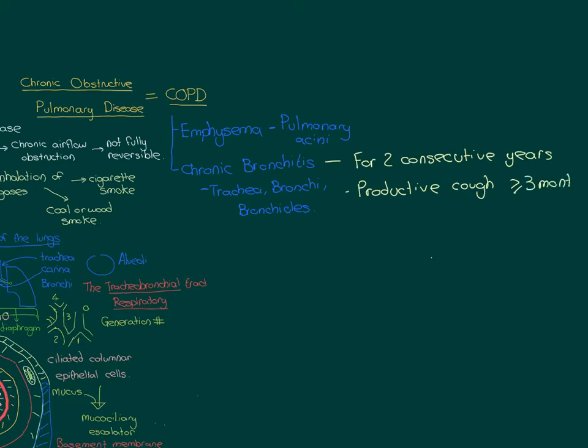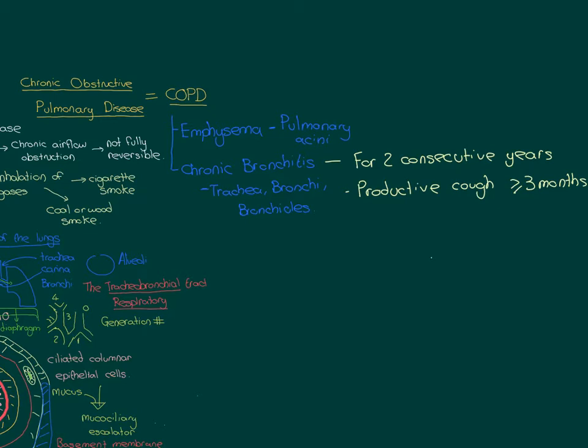So to make this absolutely crystal clear, if this year I had a productive cough for a period of time that was greater than or equal to 3 months, you would not be able to call that chronic bronchitis yet. If the year after that I also had a productive cough for a period of greater than or equal to 3 months, then you would be able to say that I have chronic bronchitis. So I hope that's clear. That's the clinical definition of what it means for someone to have chronic bronchitis.